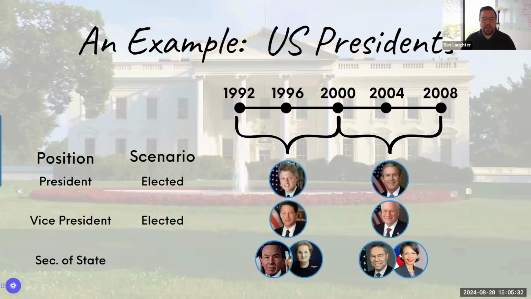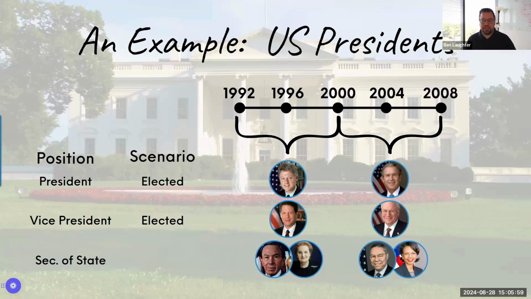Now, when we're talking about the terms that someone's serving, they're serving that term in a specific job. If we think about Clinton, Gore, Madeleine Albright, or Bush, Cheney, Colin Powell, these are 3 people who all served in these positions from 92 to 2000 and 2000 to 2008. And I know that there were different secretaries of state, for simplicity.